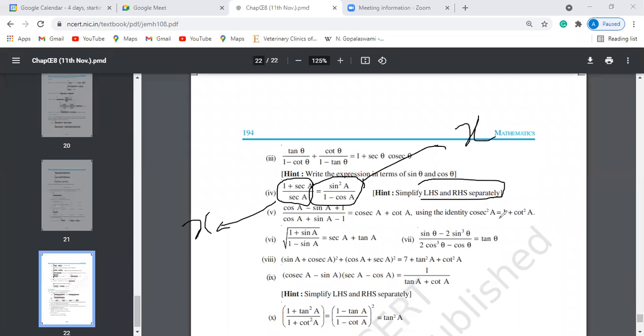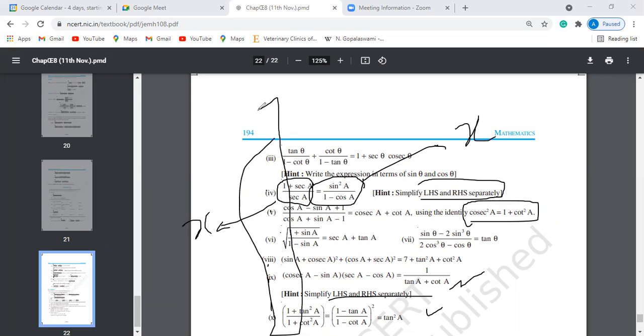Some of them have given a clue, like use the identity. Similarly here they have asked LHS and RHS separately. So try these problems. You have 1, 2, 3, 4, 5, 6, 7 problems. All these 7 problems are important. They might ask any question, so you should be very thorough. If you solve these problems, or at least 3 of them, then you're great at solving trigonometry problems, because you're really doing great.